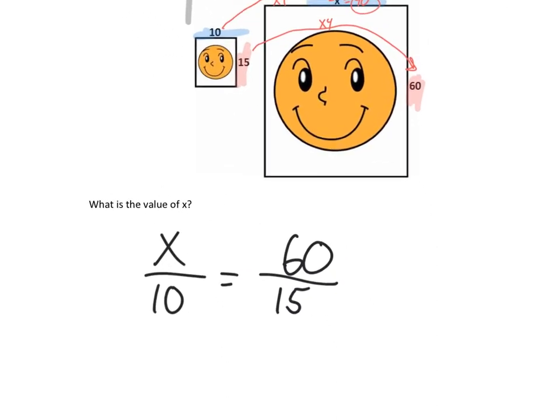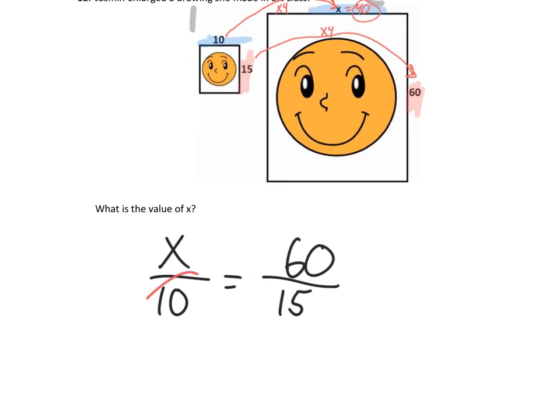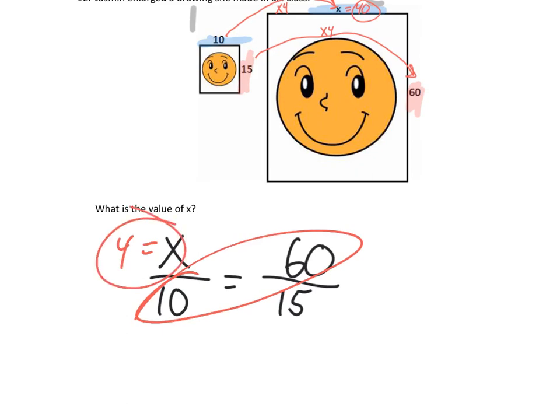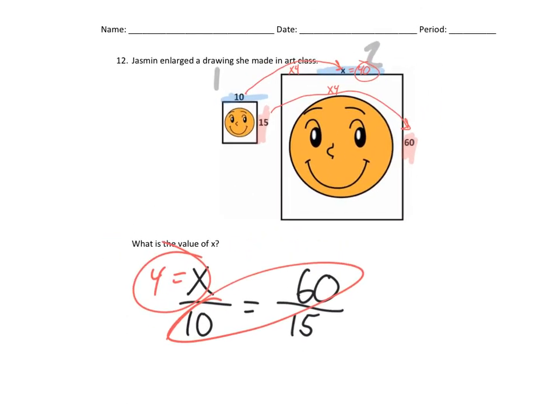The same thing would happen here if I wanted to do this. I could cross multiply both of these. I could divide by the lonely guy. That'd be 600 divided by 15, and this would also come out to 4. Both are completely acceptable options. You just got to do whichever one you are more comfortable with.